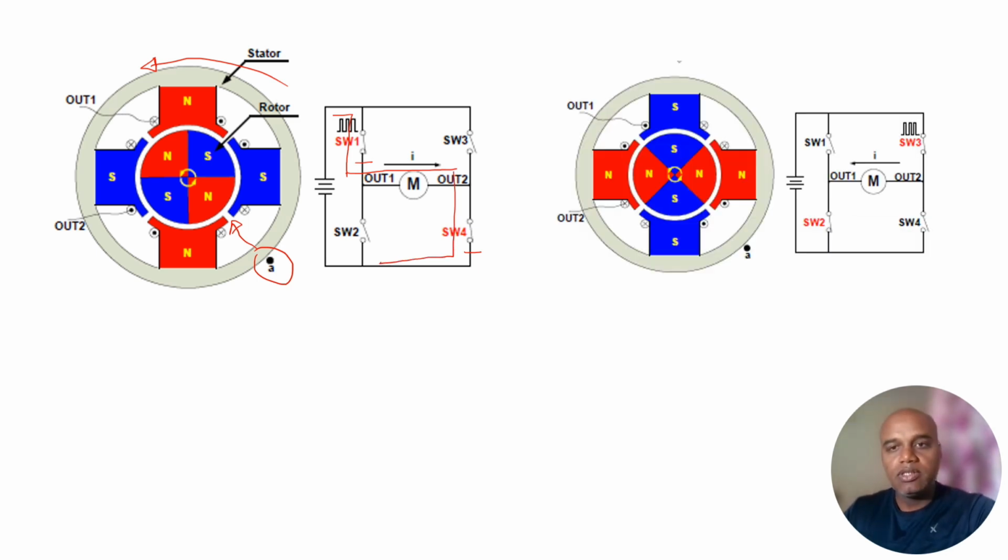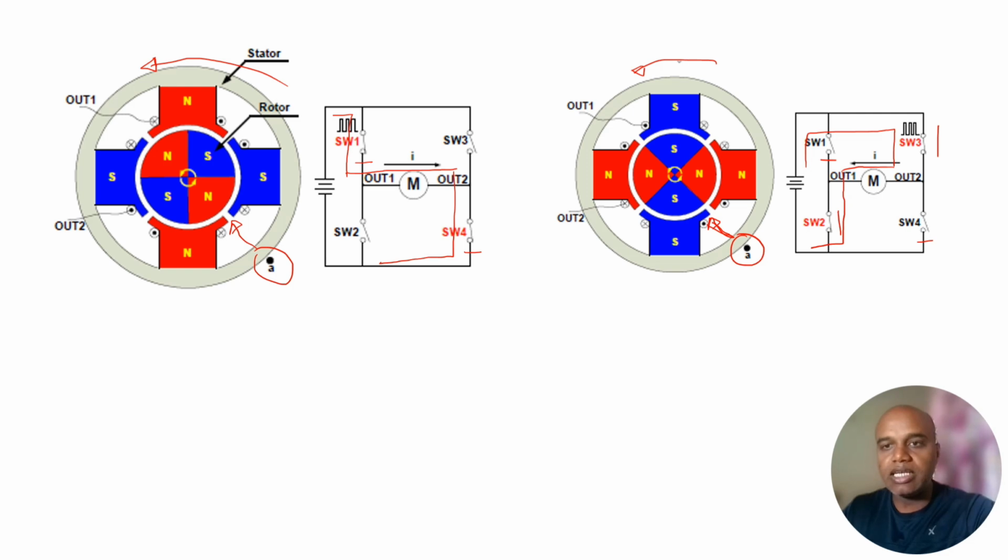In the second instant, because my rotor is running in the anticlockwise direction and the south pole is moving towards my Hall sensor, we can see that the Hall sensor is now under the influence of the south pole. In that condition, switch 1 and switch 4 will open, and switch 3 and switch 2 will work as forward biasing or the short circuit, and then the circuit will get completed through switch 3 and switch 2.